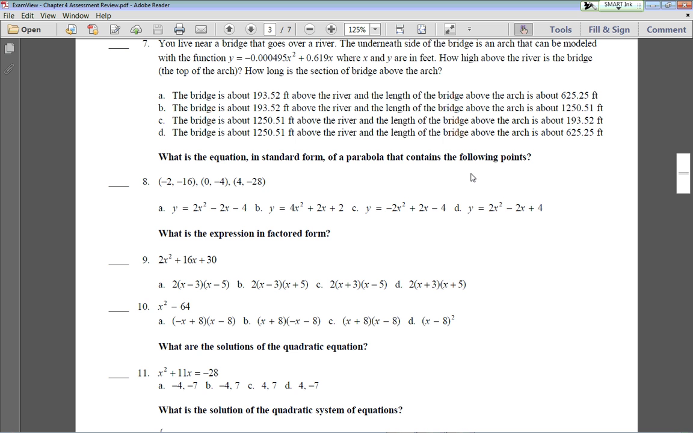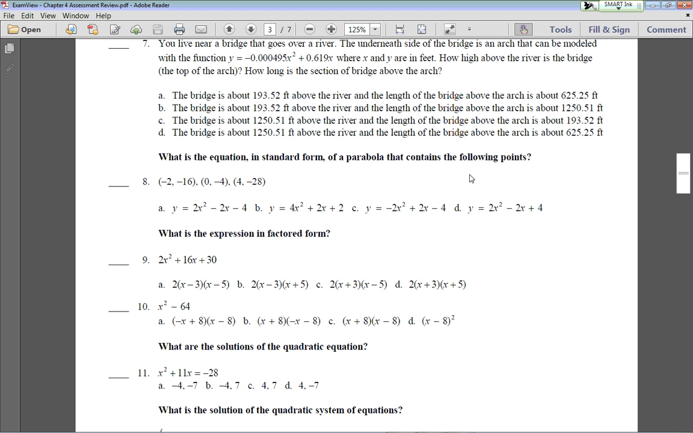All right, number 7 says you live near a bridge that goes over a river. The underneath side of the bridge is an arch that can be modeled with the function y equals negative 0.000495x squared plus 0.619x, where x and y are in feet. How high above the river is the bridge, meaning to the top of the arch? And this is a two-part question. How long is the section of bridge above the arch?